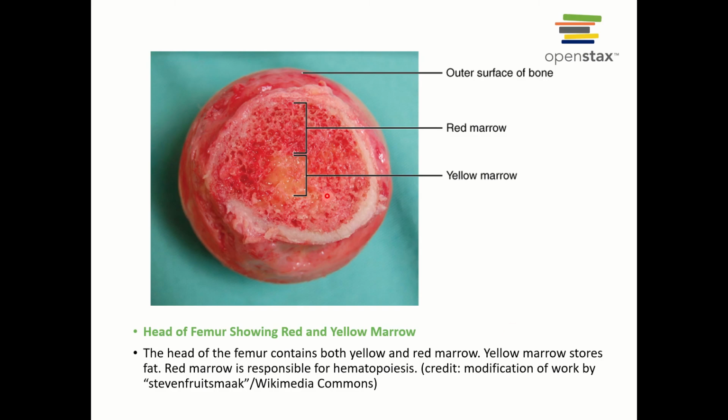Here's a slice of the head of the femur, and you can see the outer bone collar of compact bone. This is why it's called dense bone. Look how dense that is. And then the inner layer of spongy bone. And we see the red bone marrow, since we're in the head of the femur. And then here is a central portion of the yellow marrow, which will extend all the way down through the diaphysis in the medullary cavity.